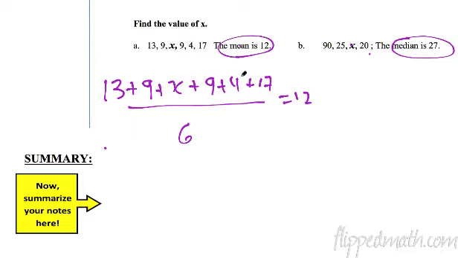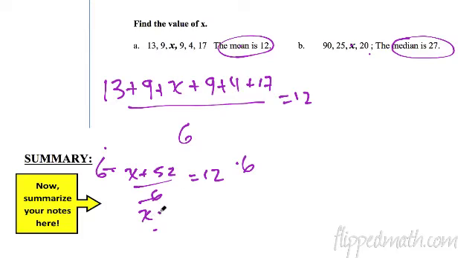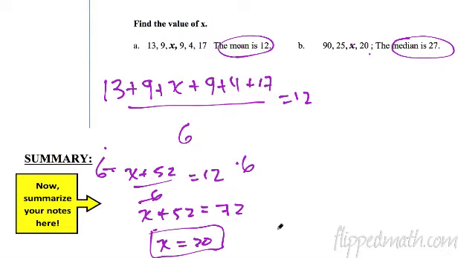Okay, so combine like terms, very simple. x plus 52 all over 6 should equal 12. To solve this equation, we got to get rid of the 6 first, remember? So we multiply both sides by 6. They kind of cancel. We get x plus 52 will equal 72. Or after you subtract 52, x equals 20. That's easy enough for that one.